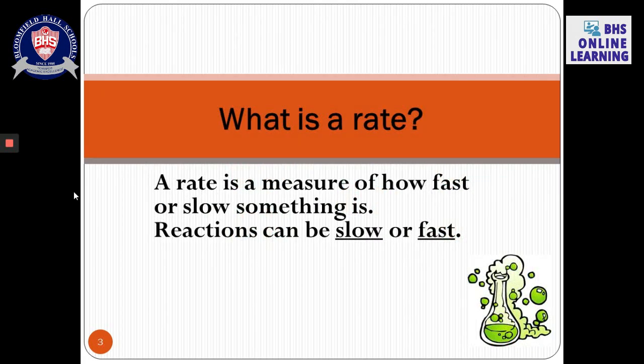What is a rate? A rate is a measure of how fast or slow something is. What is a reaction rate? Reaction rate is the measure of how quickly the reactants in the chemical reaction are changed into the products. Some reactions are slow, but some are fast. Some reactions have a slow rate, but some reactions have a fast rate.